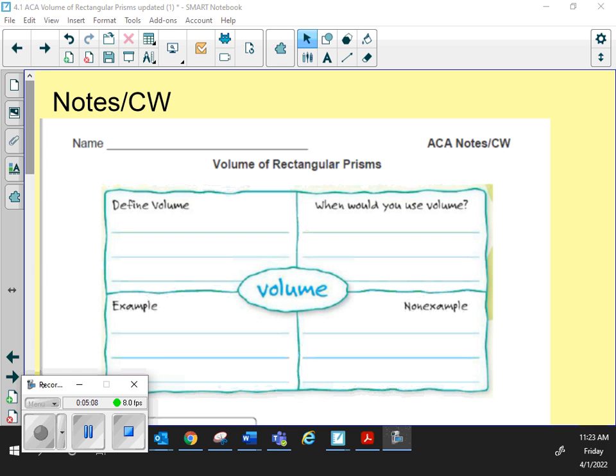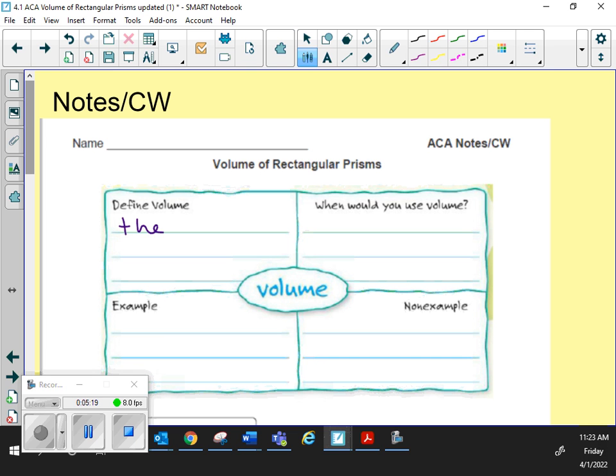You'll talk about this in science. What is volume? What's the definition? Yes. How much space something takes up? Exactly, okay, it's the amount of space something takes up. Usually a 3D figure is what I have there.